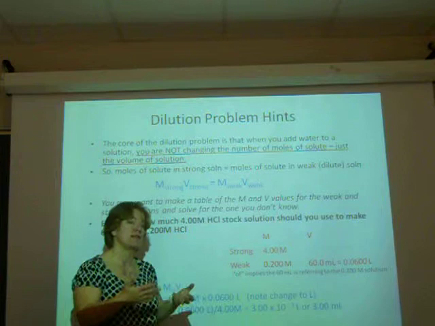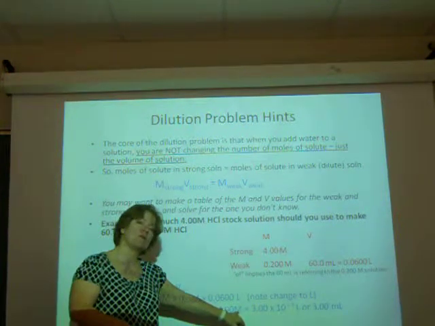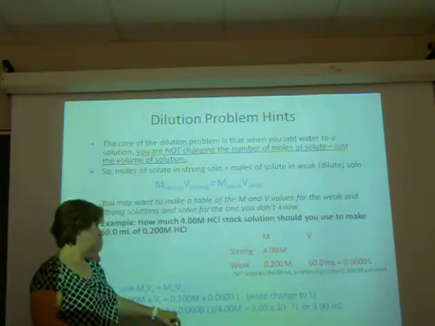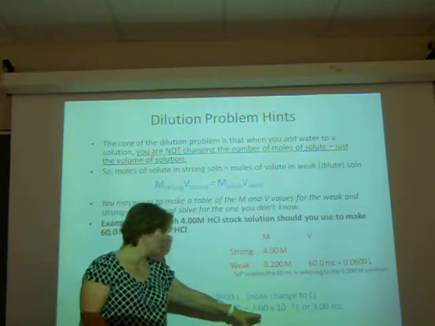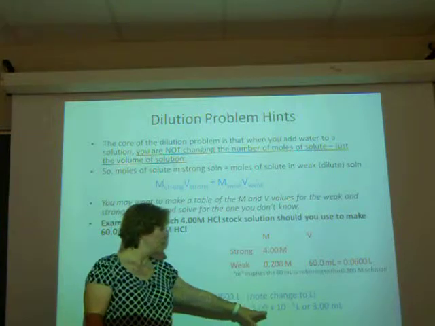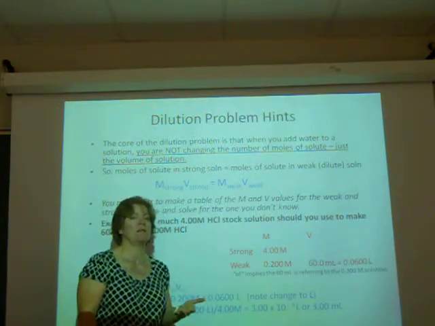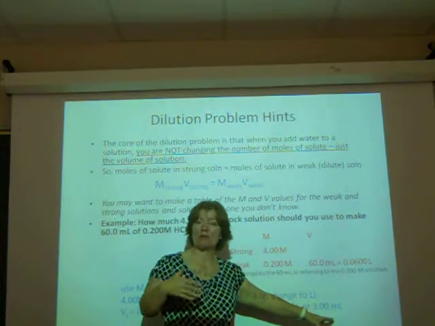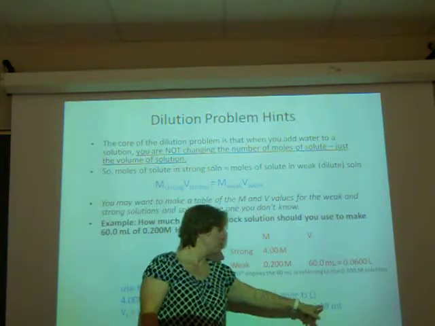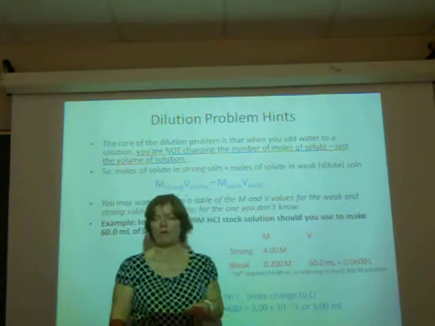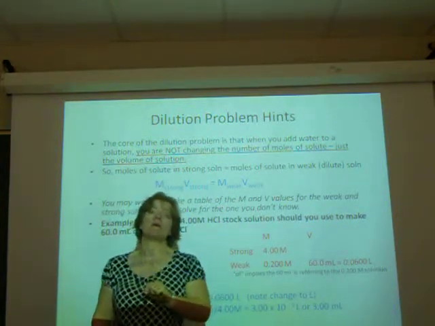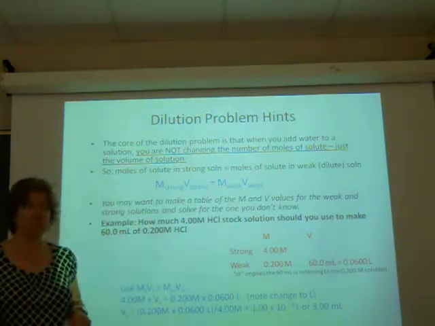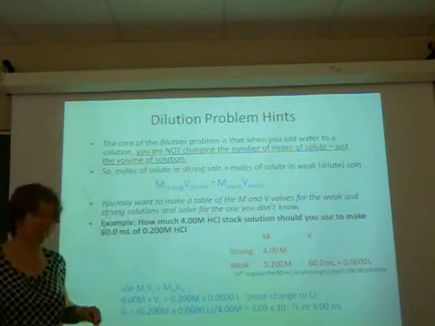If I couldn't see it canceling out, I could always replace capital M with moles per liter. So this is going to be 0.2 times 0.06, divided by 4, which works out to be 0.003 liters. Sometimes they ask you for how many milliliters. I could convert this to 3 milliliters by multiplying 0.003 by 1,000. I move the decimal point 3 places to the right, and I get 3.